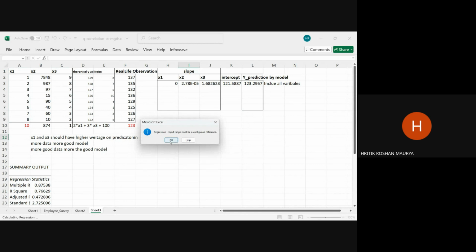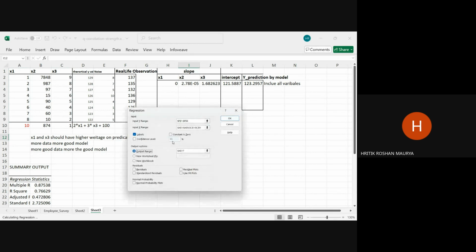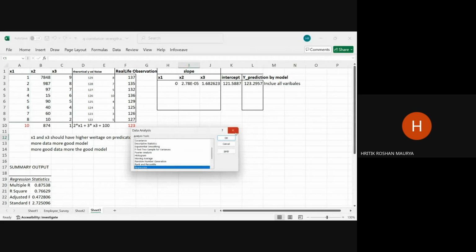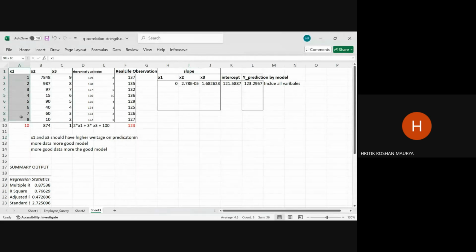Okay, it is saying that input value must be contiguous in reference. So maybe I need to recreate the data. So I will copy this, and this.